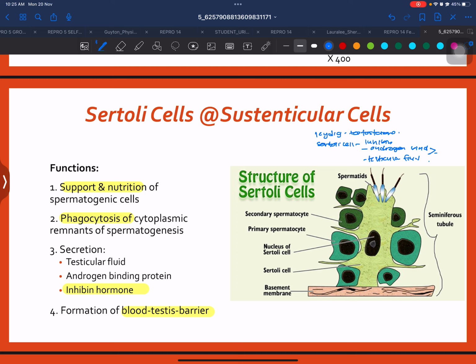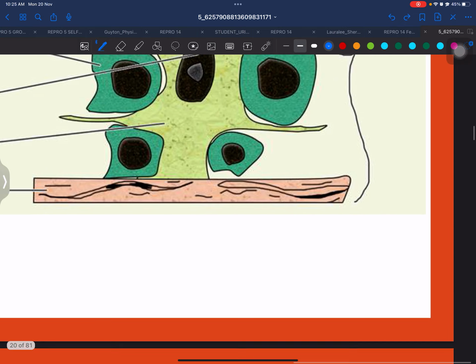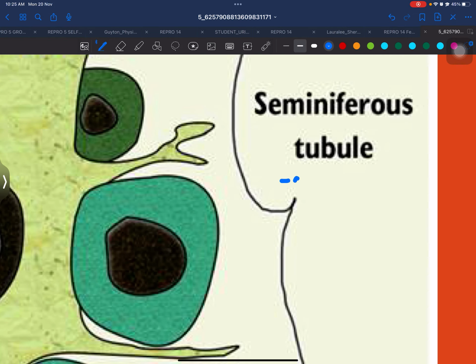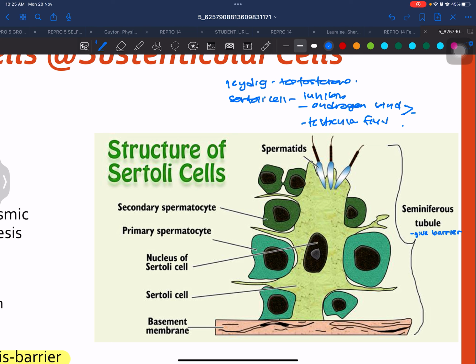Same as, have you all learned about the blood-brain barrier? You have, right? Its function is like the blood-brain barrier. It gives a barrier. You can see here the cells, these are the spermatogenic cells. They sit flat on the Sertoli cells, and this spermatid is embedded in the Sertoli cells, because the Sertoli cell gives the nutrition.